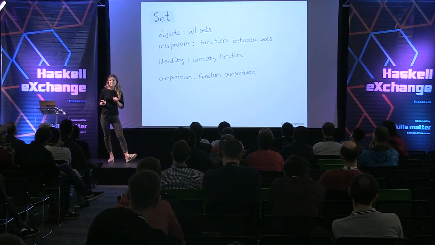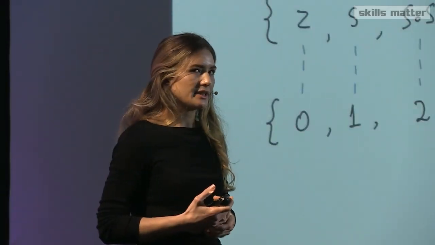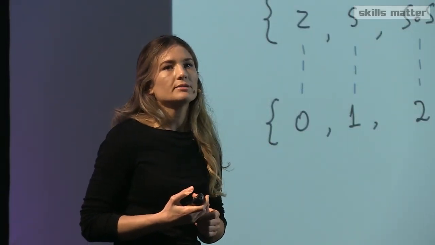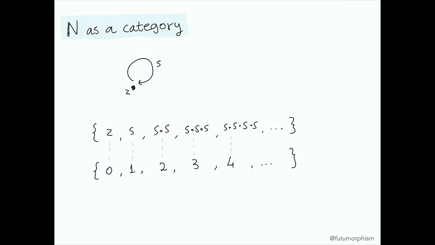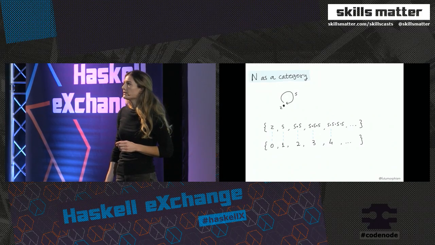Some more examples of categories. We can define the natural numbers as a category. So if we have a category that has one object, we can call it Z, and there is a morphism S. And also, we haven't drawn it here, but there's also an identity morphism on Z. There's not a lot we can do here, but we can go around the object with S.